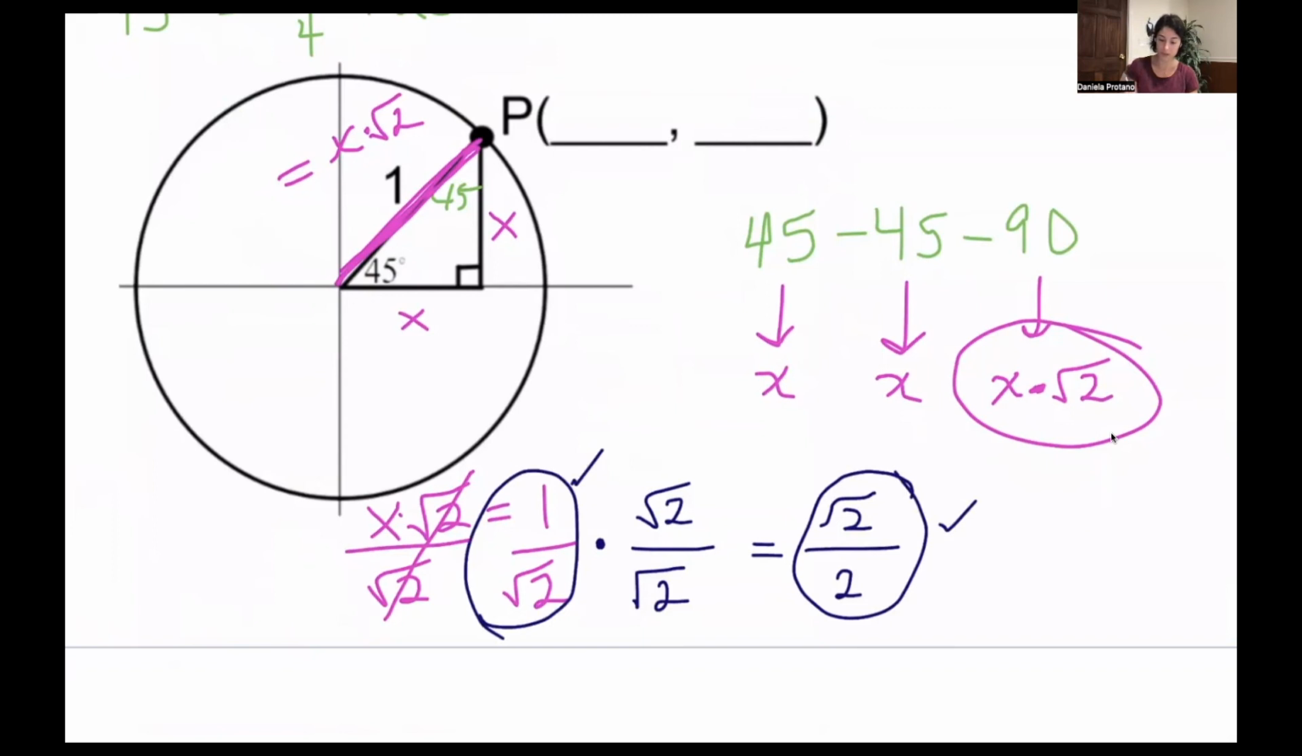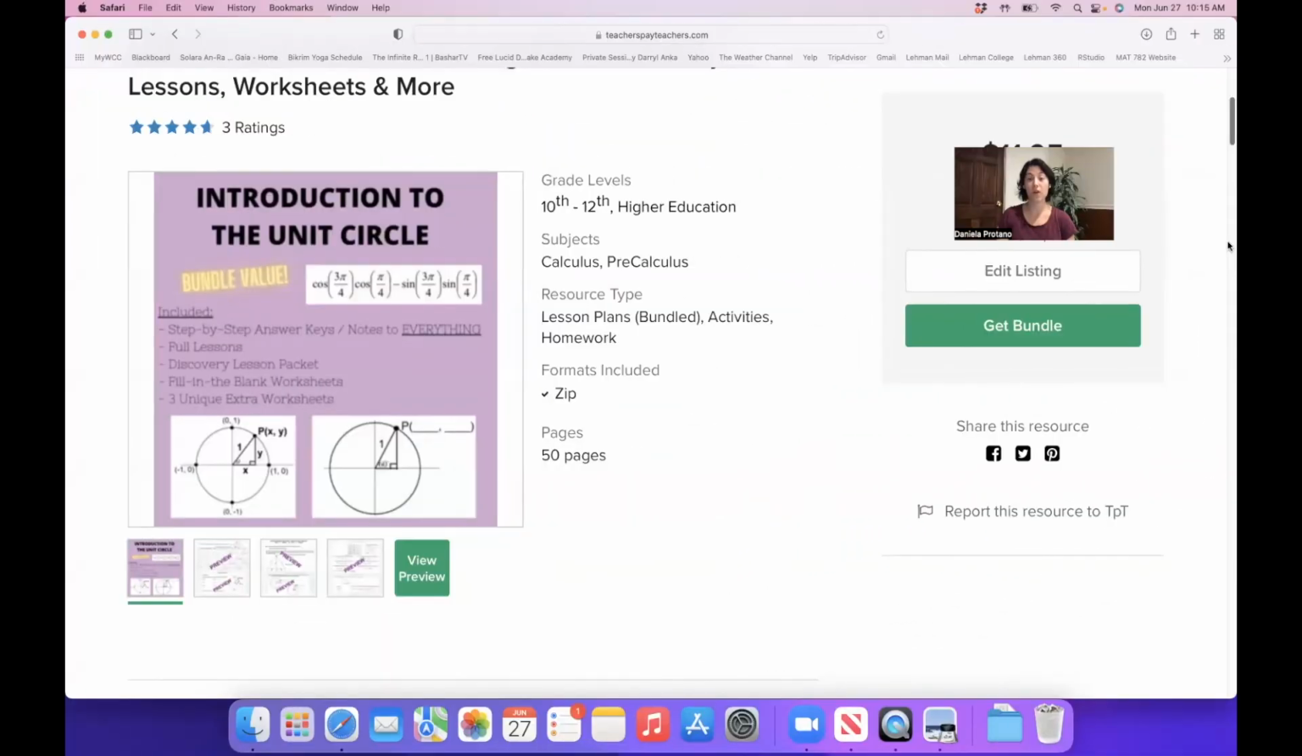Okay, so we just discovered that these side lengths, whatever we labeled as X, are going to be square root of 2 over 2, square root of 2 over 2. And so in a coordinate grid system, that means these are going to be the X and Y coordinates. I hope this sheds some light on where the coordinates of the unit circle come from.